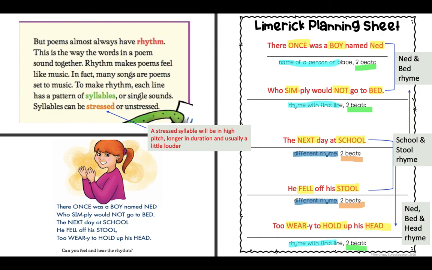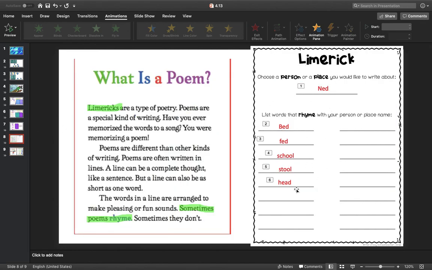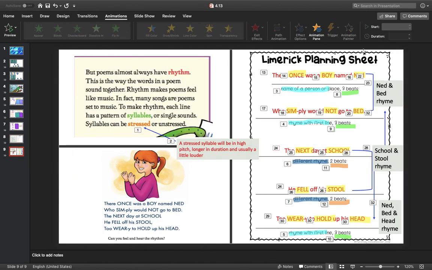Okay, so now what you guys are going to do for your assignment is create a limerick. You're going to see these 2 pages. You're going to see this page here. This is what you'll do for Monday, and then you'll finish it off with your planning sheet.